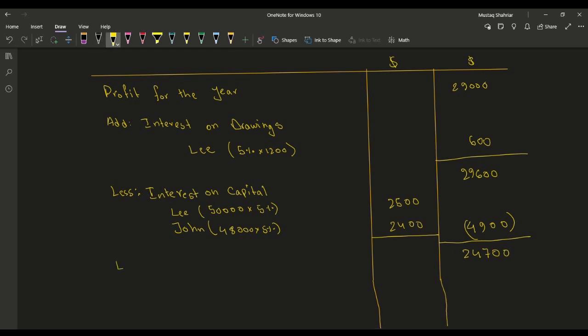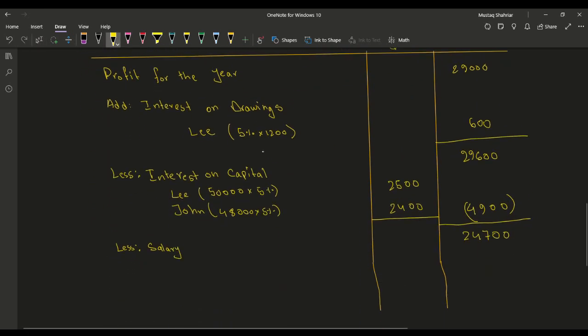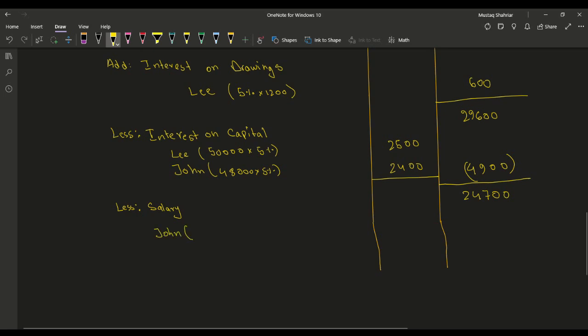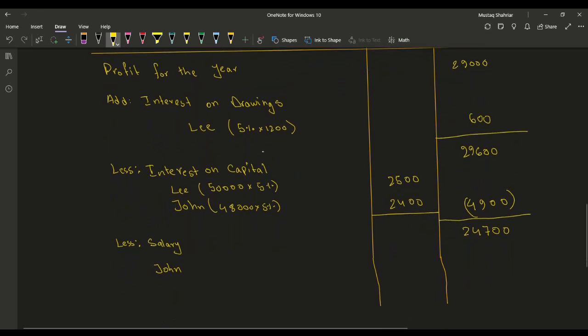So we're gonna deduct salary now. And I think salary is being paid to John only. So salary paid to John only. It's 15,000. 24,700 minus 15,000 is 9,700. Now, this is our residual profit. Right? This is our residual profit.